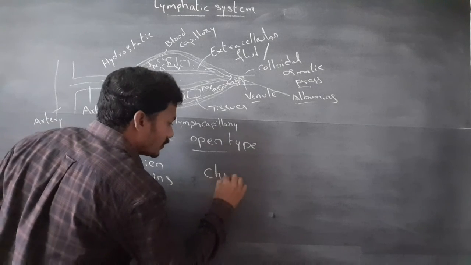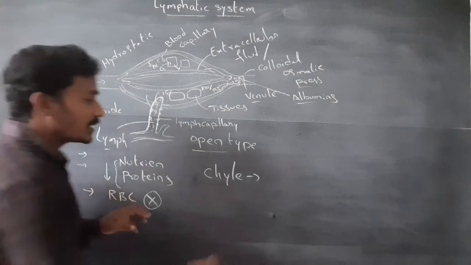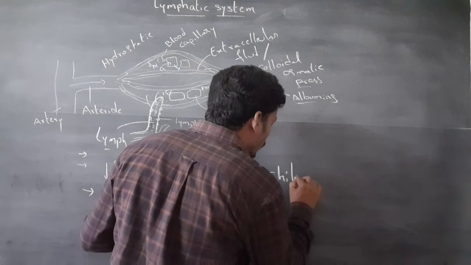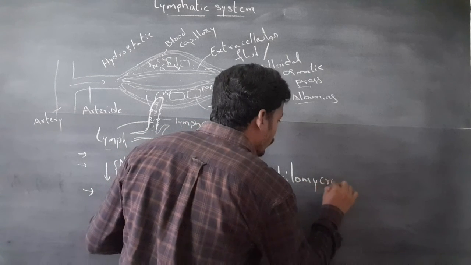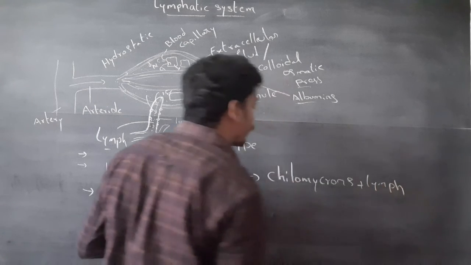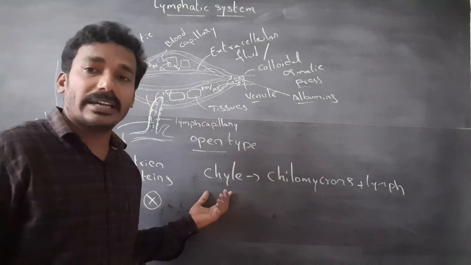Chyle. Lymph contains triglycerides, triglyceride fats. Lymph that contains chylomicrons is called chyle.